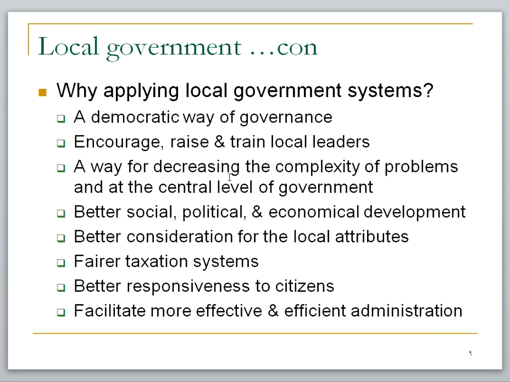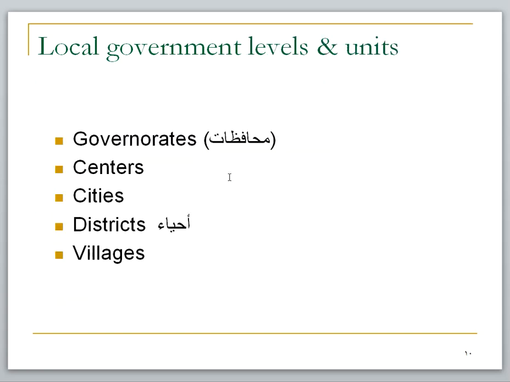Let's then have a look at the hierarchical structure. At the top, of course, above this we have the central government, and then below that we have the governorates, المحافظات, وبعدين عندنا المراكز, centers and cities and districts like الحي, شمال القاهرة، جنوب القاهرة and so on. We have هنا حي أول في الزقازيق and تاني and so on. And then after that we have villages.